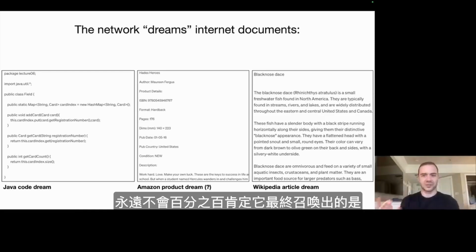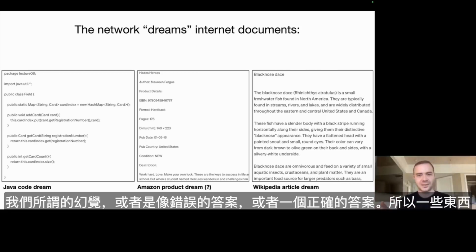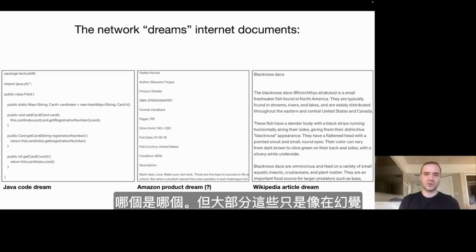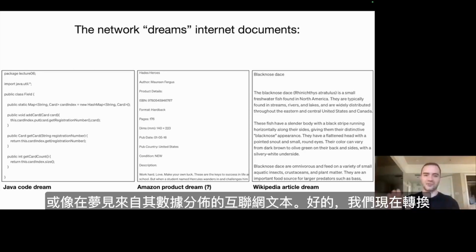And you're never 100% sure if what it comes up with is, as we call, hallucination, or an incorrect answer, or a correct answer necessarily. So some of this stuff could be memorized, and some of it is not memorized, and you don't exactly know which is which. But for the most part, this is just kind of like hallucinating or dreaming internet text from its data distribution.